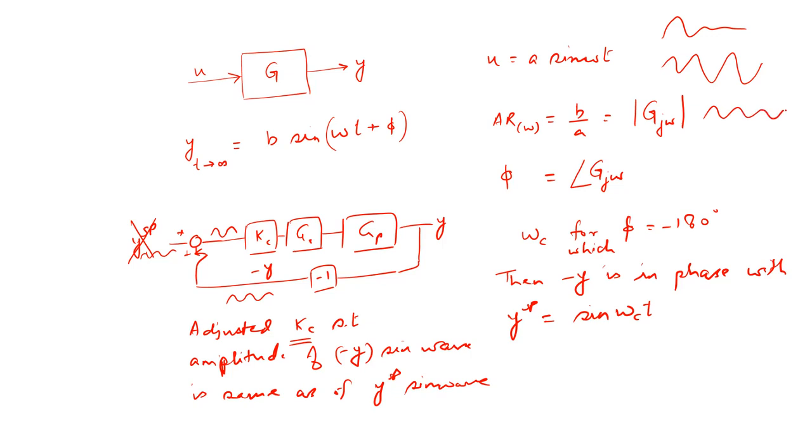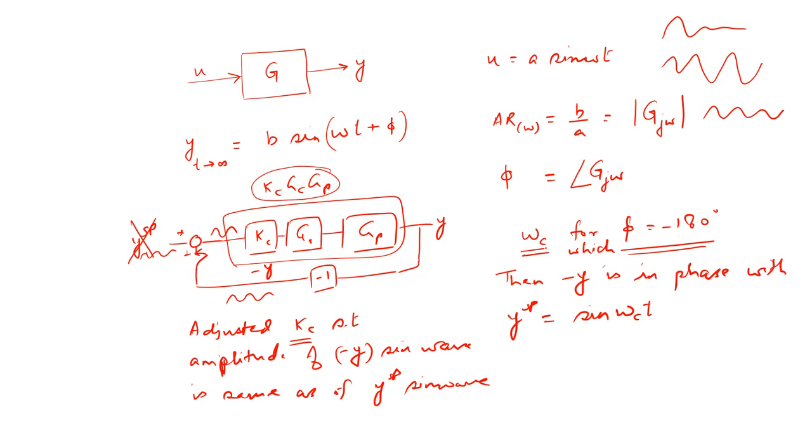So this brings us to this very fundamental idea. By the way, phase of what is minus 180 degrees? Phase of this transfer function, the loop transfer function, the phase of Kc, Gc, Gp. Yes, the phase of this is minus 180 degrees. That frequency for which the phase of this transfer function is minus 180 degrees, that's what we are calling omega c. And well, I guess that's that.